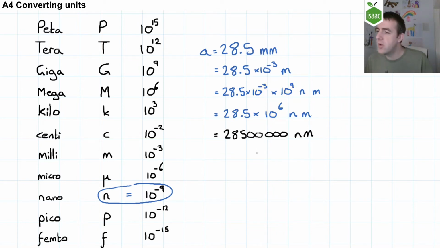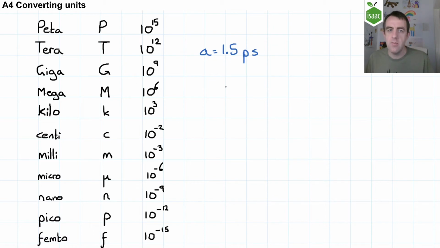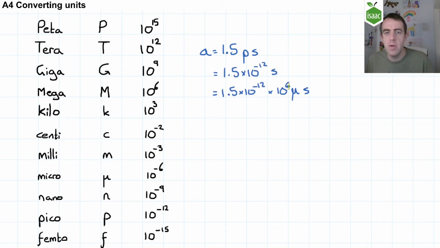So my answer is 28,500,000 nanometers. Or in standard form, 2.85 times 10 to the 7 nanometers. Let's do that again, where I convert a time, 1.5 picoseconds, into microseconds. First of all, I'll get rid of that pico. Then I'll multiply my number by 1, where 10 to the 6 micro is 1.